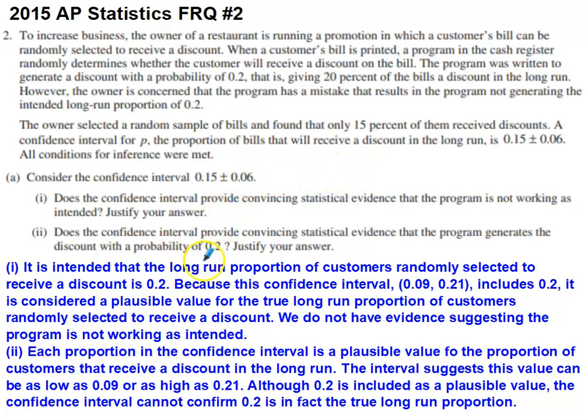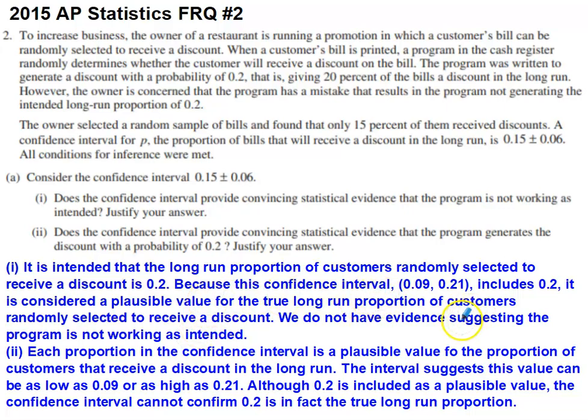0.2, if you compute this interval, right, go up by 0.06 from 0.15, you get to an upper endpoint of 0.21. 0.2 is included within this interval. That means it's a plausible value for the long-run proportion of customers that randomly receive a discount, so we do not have evidence suggesting the program is not working as intended.